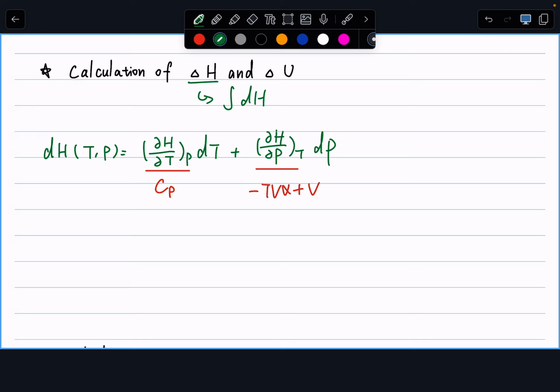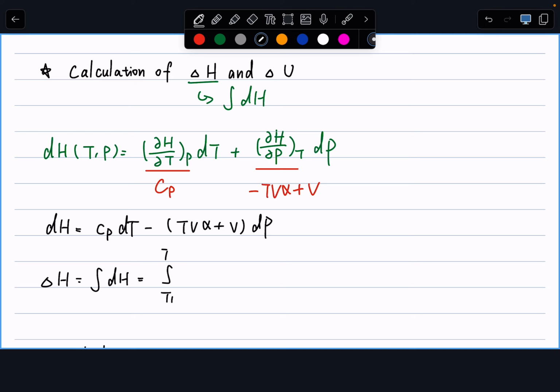And what we end up getting is my dH equals Cp dT minus (TV alpha plus V) dP, and my delta H equals the integration of dH, which is the integral from T1 to T2 of Cp dT minus the integral from P1 to P2 of (TV alpha plus V) dP.